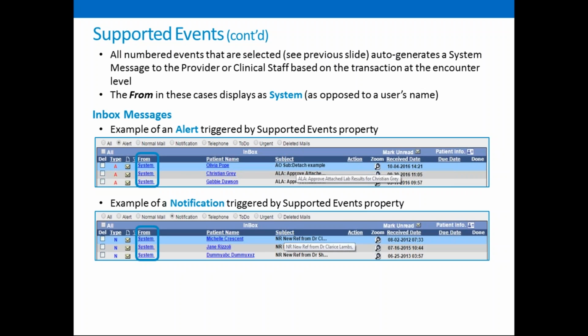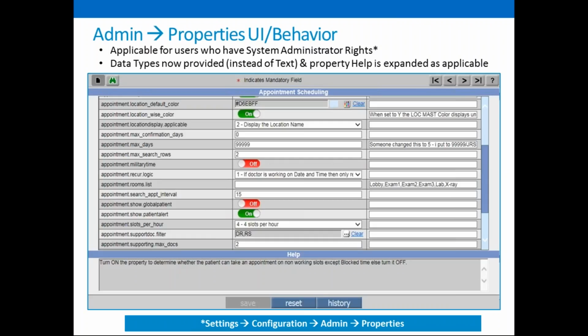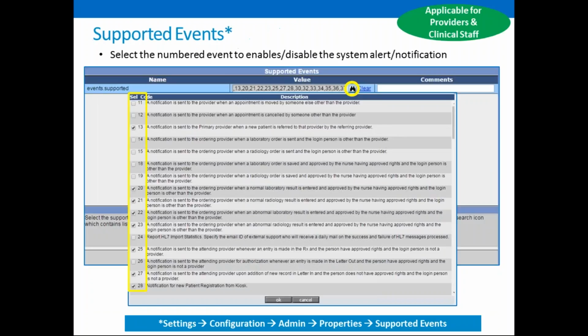So if you want to control or manage those, you now, through this admin property, since you have access, can choose supported events, go into the binocular, read the text of the alert, and then select only the ones you want to receive.